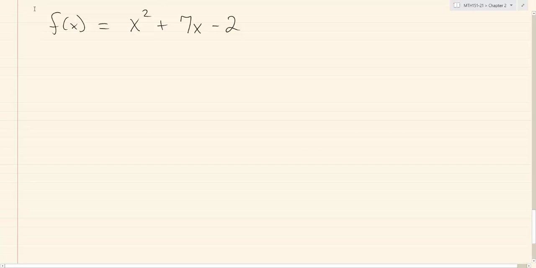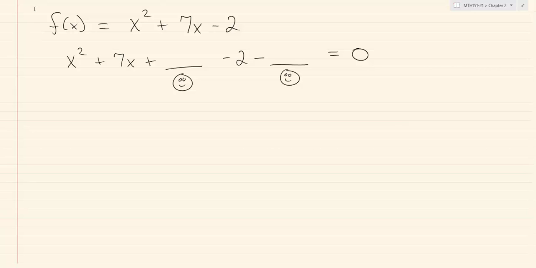Run complete the square. So we'll say x squared plus 7x plus blank, and again, I'll just put that smiley face in there, minus 2 minus smiley face equals 0. So we take our function, we set it equal to 0, number 1, that tells us we're getting the intercepts, and we put in our blanks with a smiley face.